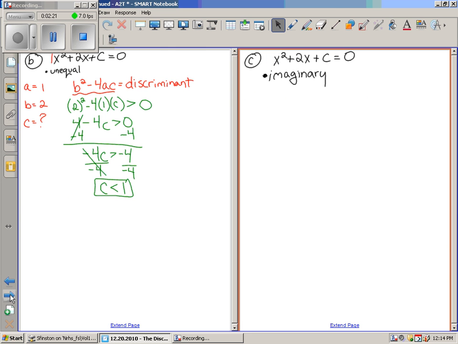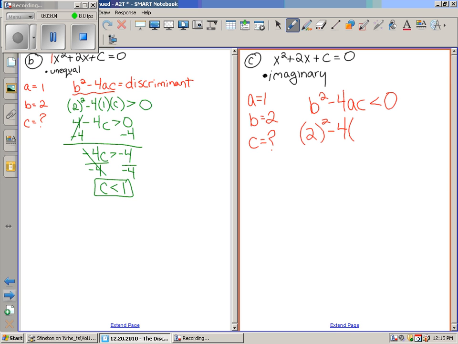One more time, same equation, but now what value of C will make the roots imaginary? So once again, A is 1, B is equal to 2, C we don't know, that's what we're trying to find. Imaginary roots means that b squared minus 4ac has got to be less than 0, because b squared minus 4ac is the stuff underneath the square root in the quadratic formula. If you get a number less than 0 underneath the square root, then the roots are imaginary. We're going to fill it out again just like before. So it's 2 squared minus 4 times 1 times c less than 0. 4 minus 4c is less than 0.